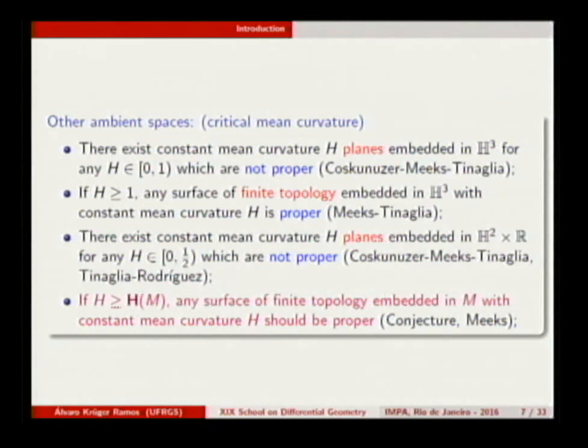This is related to a more general conjecture that has to do with the critical mean curvature of the ambient space. If M is simply connected and you have an embedded surface of finite topology which has constant mean curvature bigger or equal to this critical mean curvature, then it should be proper. This is still open, for R3 with a homogeneous metric, or covered by it.